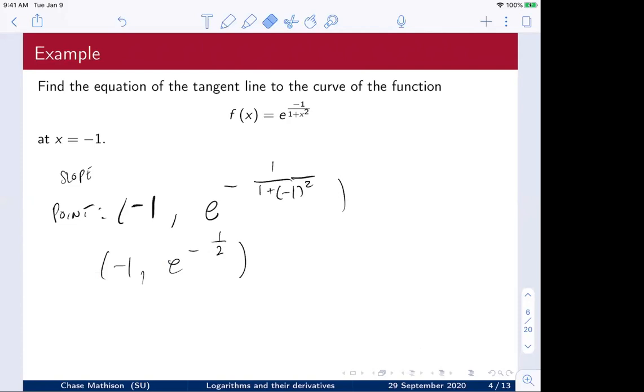So this point is negative 1, e to the negative 1 half. Okay, so now all we need is the slope. And what is the slope of the tangent line?